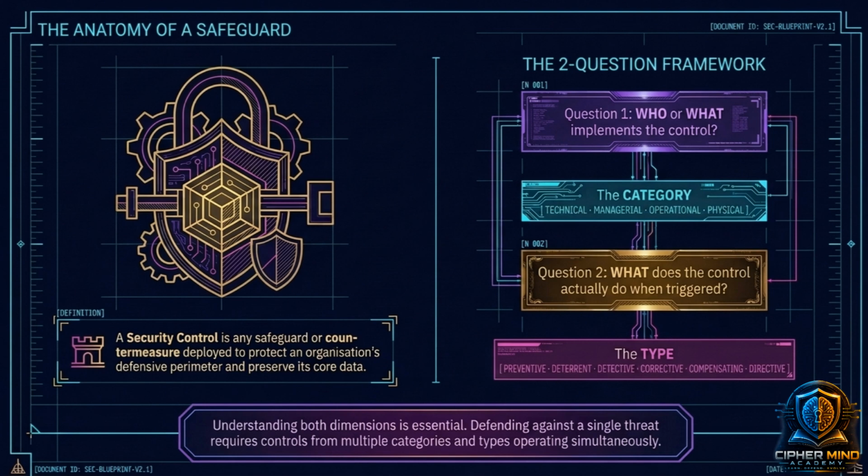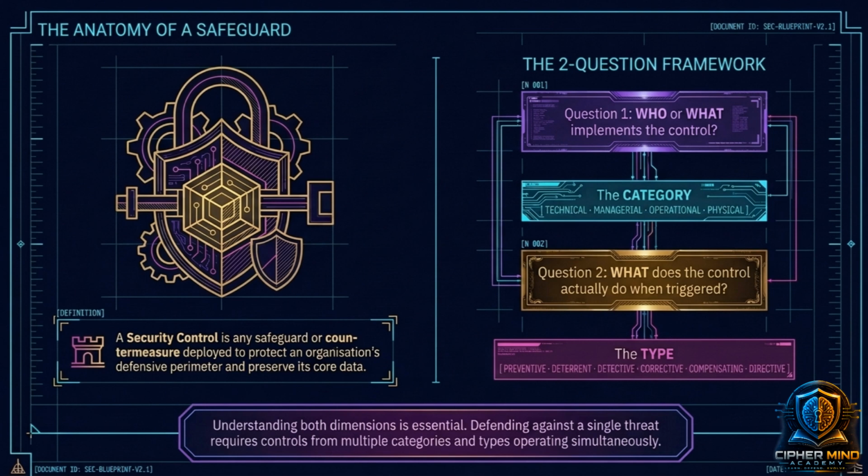A security control is any safeguard or countermeasure designed to protect the confidentiality, integrity, or availability of information and systems. A firewall is a control. A password policy is a control. Security awareness training is a control. A locked server room is a control. The challenge isn't recognizing controls. The challenge is classifying them correctly.